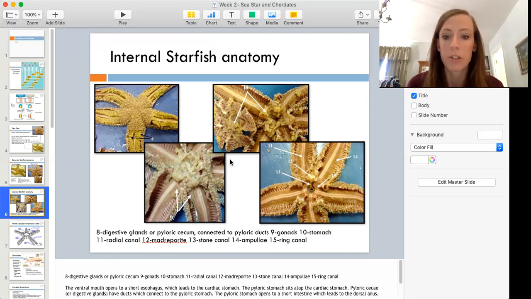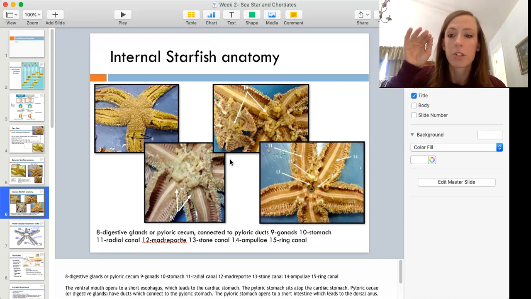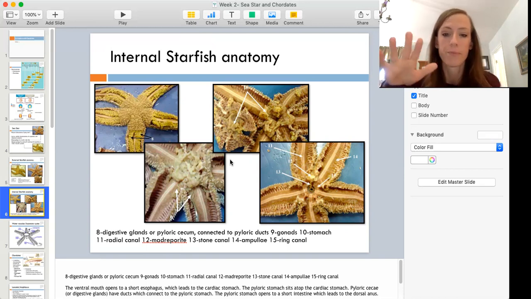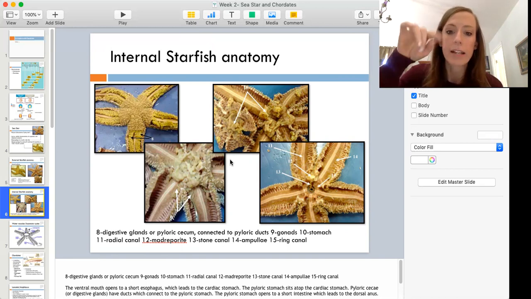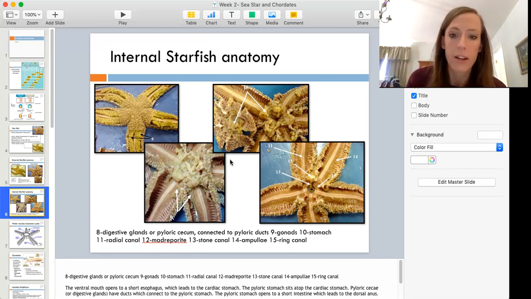When you dissect it, you should be aware that there is a pyloric stomach and a cardiac stomach, similar to what we saw in the crayfish. So the pyloric stomach is on the top. It's on the aboral side, the dorsal side, just to be more clear. And it has a star-like appearance. It's shown here.